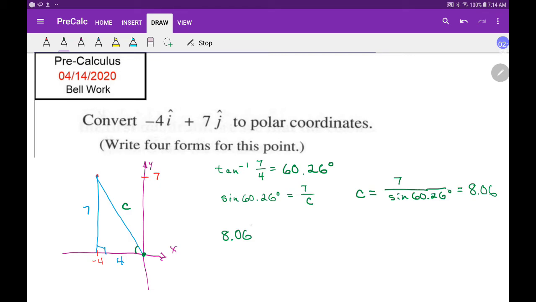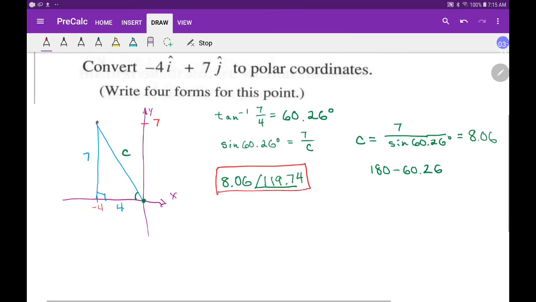And then I want to think about what's my angle. And so I say, well, it's 180 minus 60.26. And let's see, 180 minus 60.26, that's 119.74. So that's the first version right there.